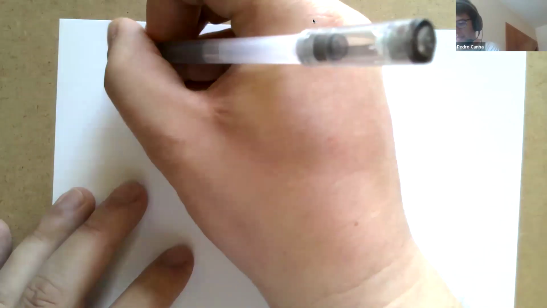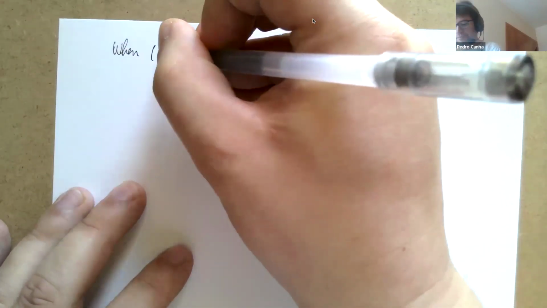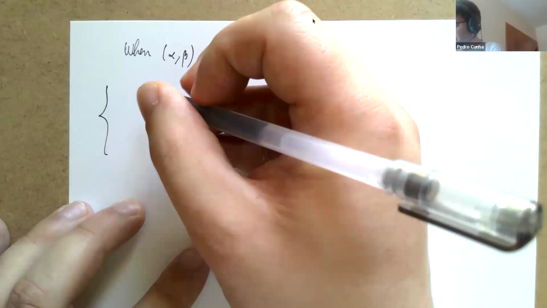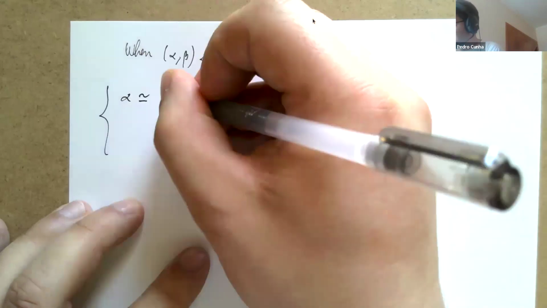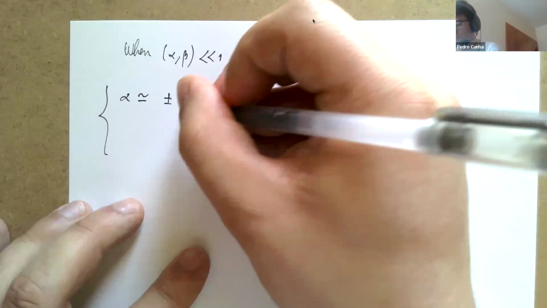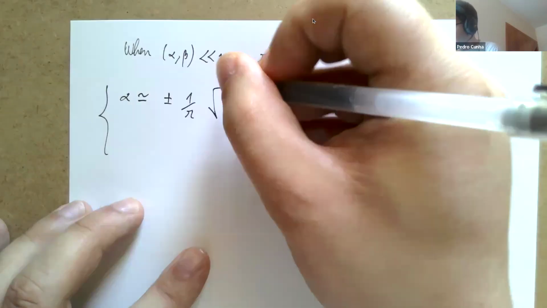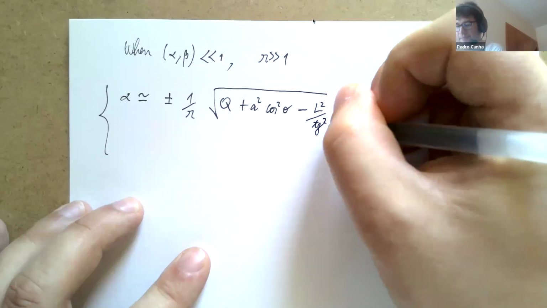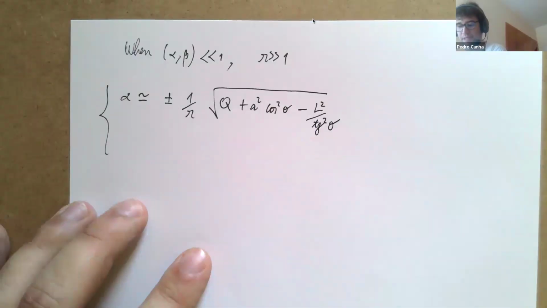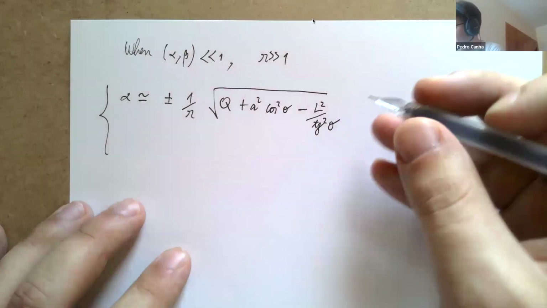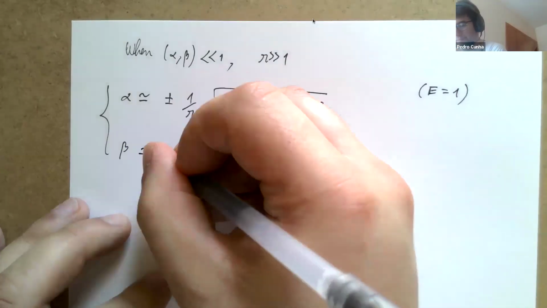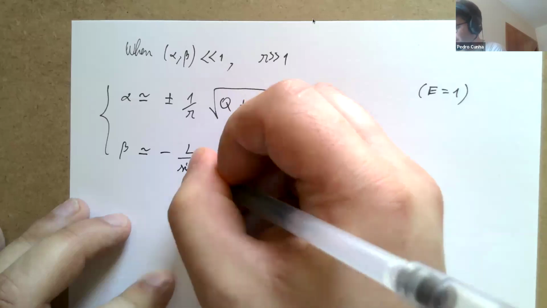So when you have the alpha and beta being very, very small, and also the radius very, very large, then you can obtain this very compact relation that alpha is approximately plus minus 1 over R square root of Q plus a square cosine of theta minus L squared tangent squared of theta, where this theta is the theta of the observer and R is the radius of the observer. And I'm setting, as before, E equals to 1. And beta is essentially minus L over sine theta over R.